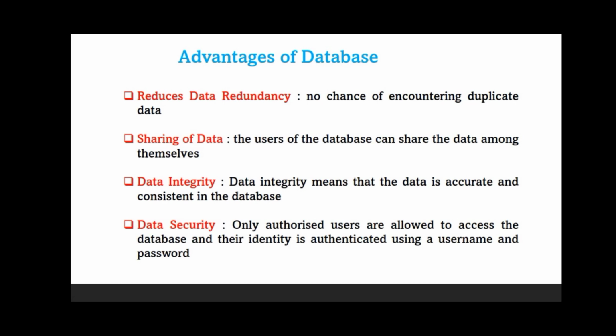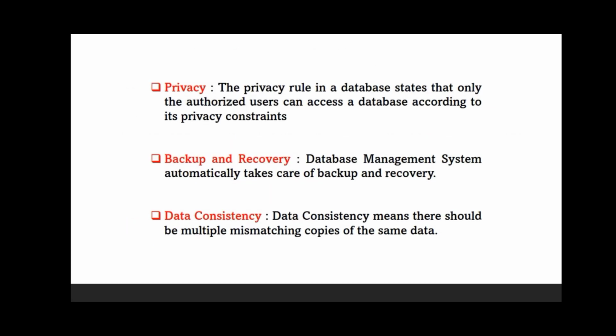Then data security is the fourth advantage. That means not everyone can access the database. Only authorized users can access, and identity is authenticated using a username and password. Next one is privacy. Privacy is a most important advantage of a database. That means database access is according to some privacy constraints. Then backup and recovery. The database management system automatically takes care of backup and recovery. It is very important in the case of banking transactions.